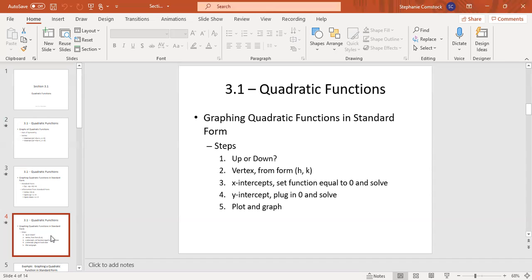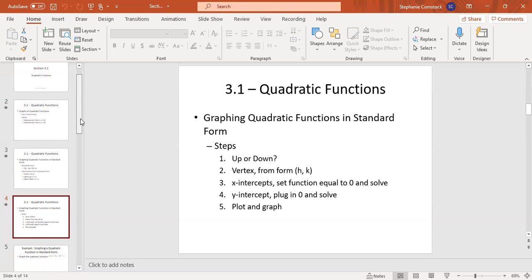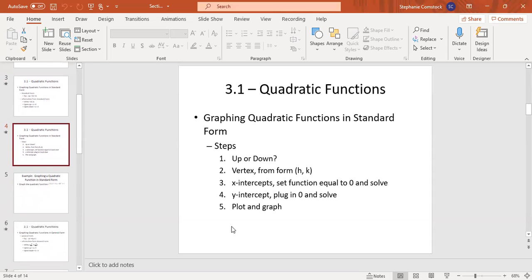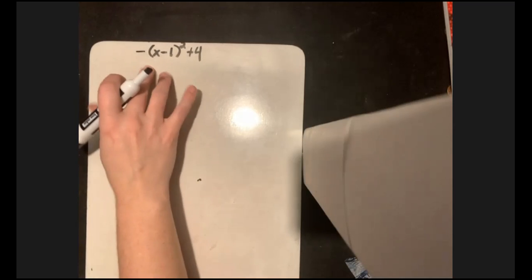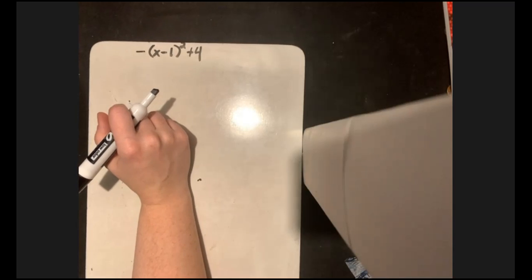For our x-intercepts, we are going to set the function equal to 0 and solve. This is going to be one where we've got a little bit of math stuff that we've got to do. The y-intercept, we're going to plug in 0 for x and solve. We saw this similar process done when we were solving linear equations and using an intercepts method. And then we're going to plot and graph. So plot is just putting the dots on the page. Graphing is actually going to be connecting them. Okay. So the example that we're going to look at, I've already put over here on my board. We're going to look at negative parentheses x minus 1 squared plus 4.